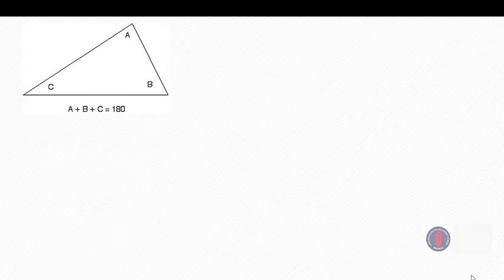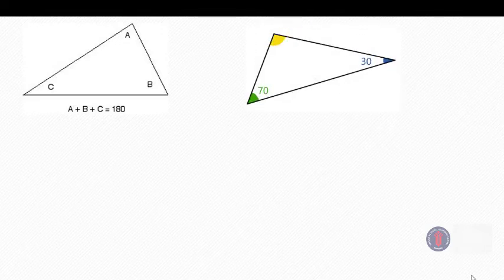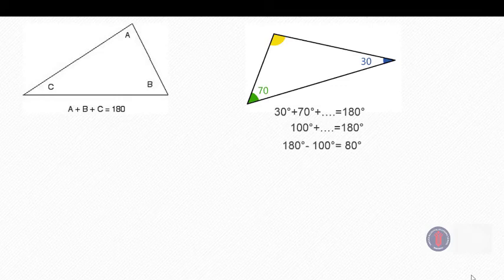Okay, let's see this one. A plus B plus C is equal to 180 degrees. So if we have this triangle, one of the angles is 70 degrees and another is 30 degrees. Can we guess the yellow angle? What we have to do is figure it out by adding all of the angles. The total would be 180 degrees. So 30 plus 70 is 100 degrees, and 100 degrees plus what number becomes 180? We just have to subtract it. 180 degrees minus 100 degrees is 80 degrees.